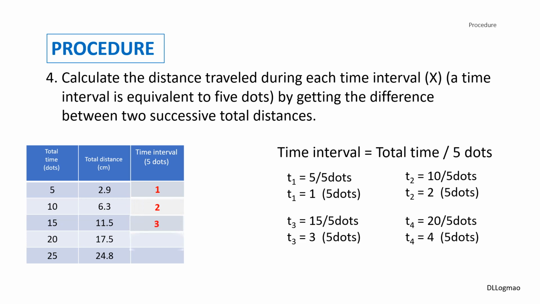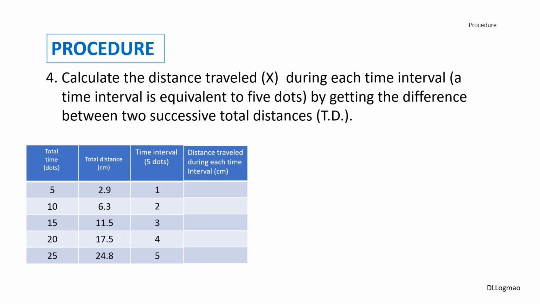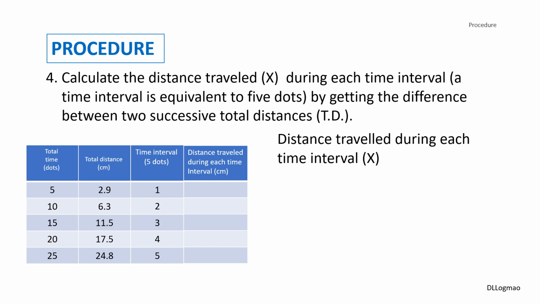The fourth column is the distance traveled during its time interval in centimeters. Distance traveled during its time interval, x. Example, distance traveled x sub 1 is equal to the total distance of the first 5 dots, TD sub 5 minus 0. And distance traveled sub 1 is 2.9 centimeters. Record in the table.